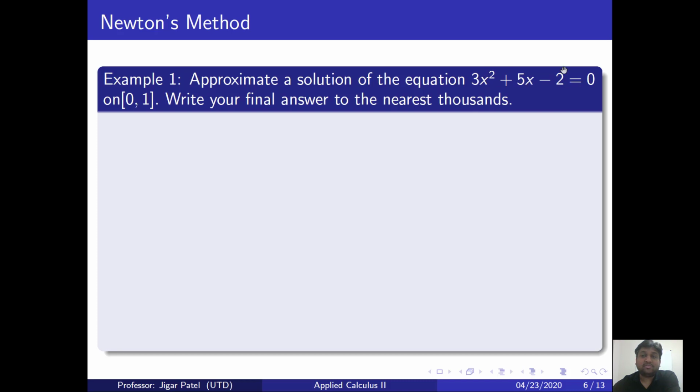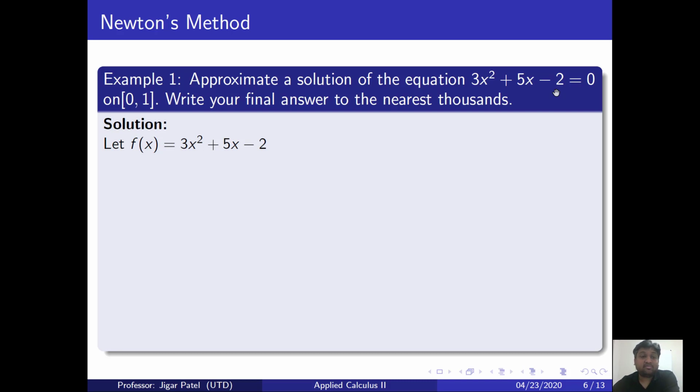Remember, the first step is to make sure that the right side is 0. It is 0 indeed for this equation, so I'm going to skip that first step. I will start with the second step. Label the left side as a function. So 3x square plus 5x minus 2, label it as f of x.